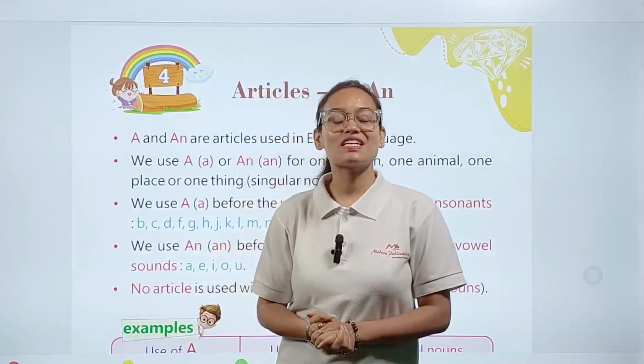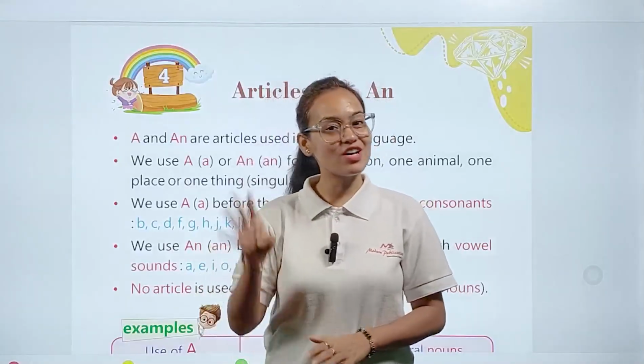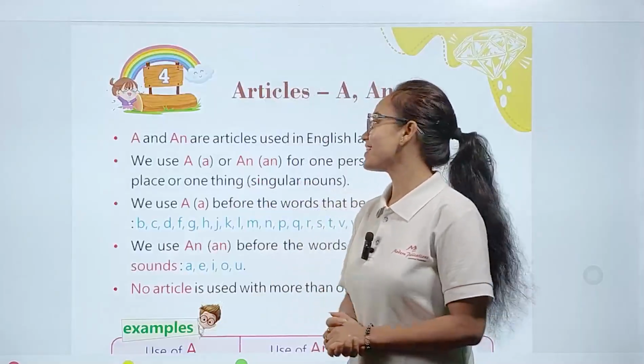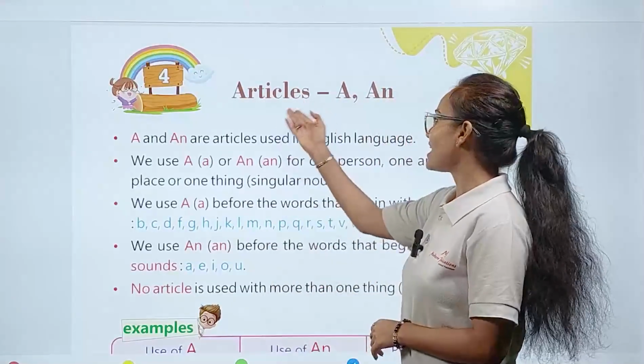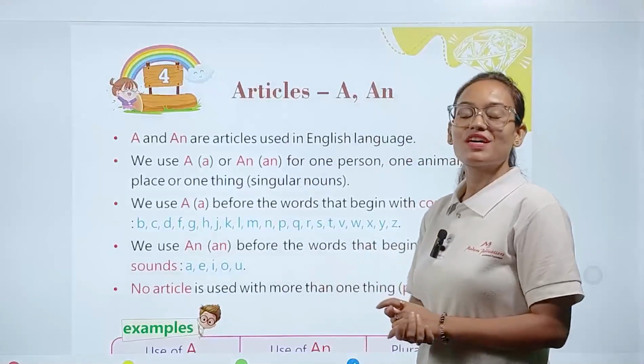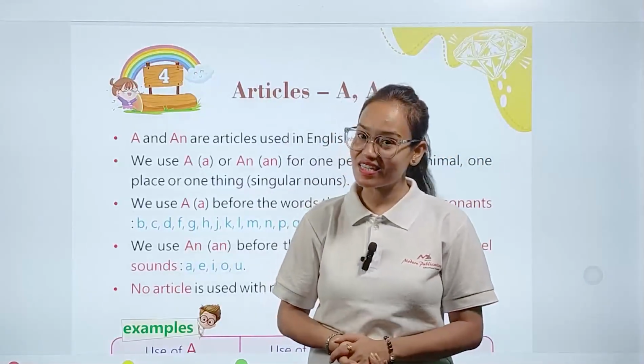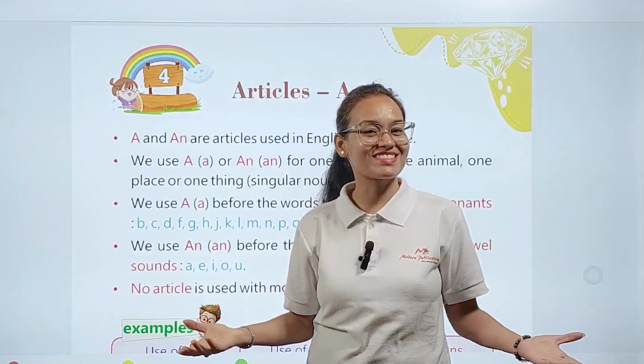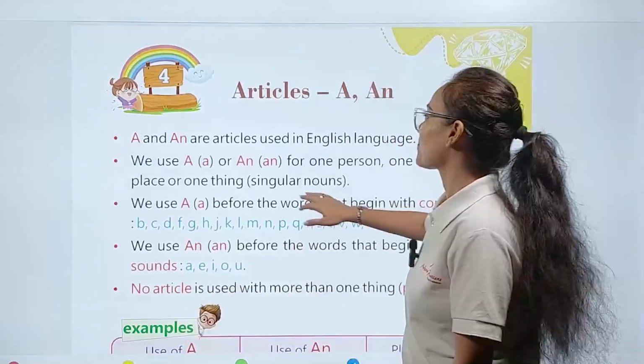So, in today's class, we are going to start our chapter number 4. The name of this chapter is, as you can see on your screen, articles A and AN. In this chapter, my dear students, we are going to learn about articles. Now, what is the meaning of articles? Come with me and let's see.